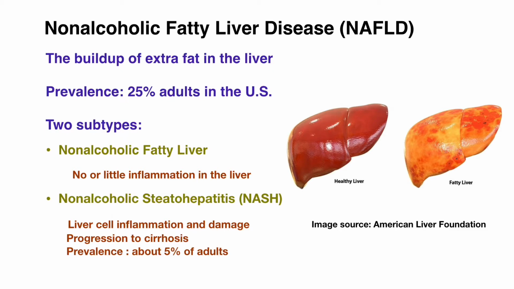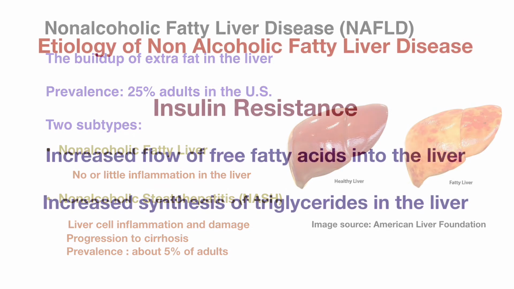In contrast, non-alcoholic steatohepatitis or NASH is a more severe form of the non-alcoholic fatty liver disease. People with NASH have inflammation and damage in the liver in addition to extra fat in the liver. More than 20% of patients with NASH develop cirrhosis in their lifetime. In addition, these patients are at increased risk of developing liver cancer. About 5% of adults in the United States have NASH.